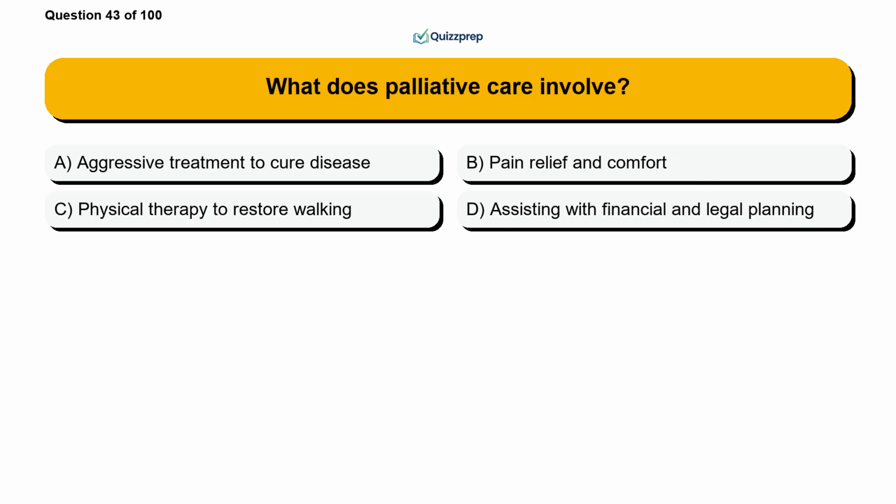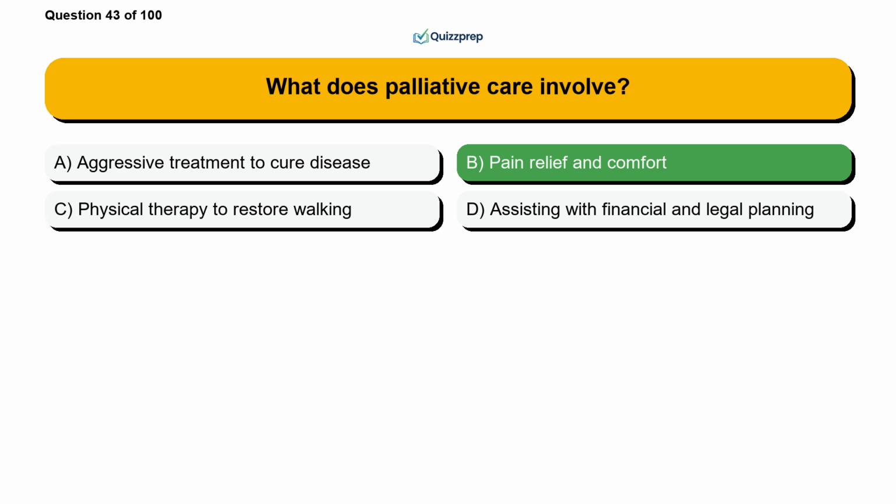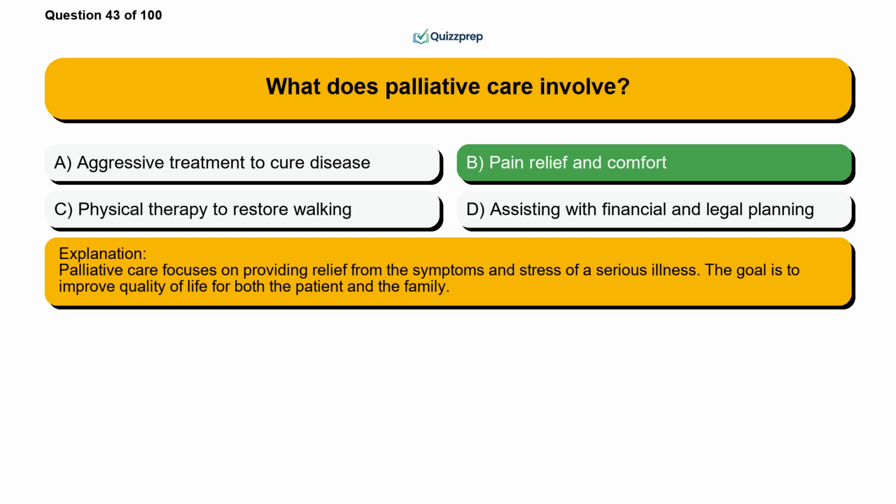Question 43. What does palliative care involve? Option A. Aggressive treatment to cure disease. Option B. Pain relief and comfort. Option C. Physical therapy to restore walking. Option D. Assisting with financial and legal planning. The correct answer is option B. Pain relief and comfort. Palliative care focuses on providing relief from the symptoms and stress of a serious illness. The goal is to improve quality of life for both the patient and the family.